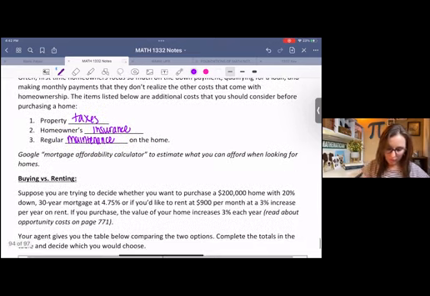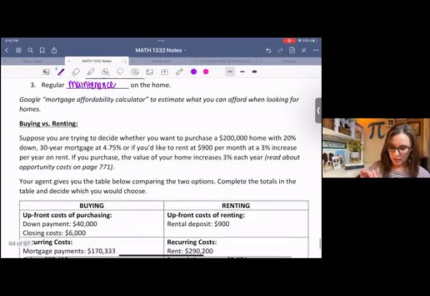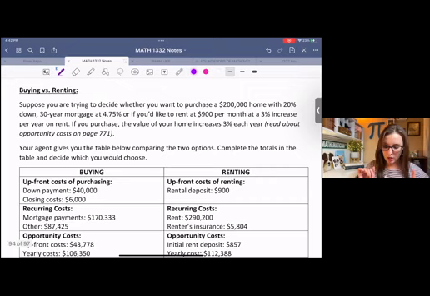And there's some formulas for being able to figure out how much you can afford to take out for a loan for a home. But if you Google mortgage affordability calculator, then you can estimate exactly what you can afford there. It's reliable, good, so you can do that if you want to. And then buying versus renting. So I want to kind of talk about some differences and pros and cons between buying and renting a home.